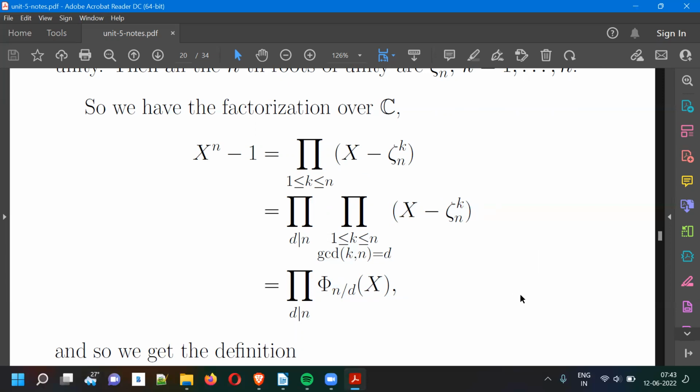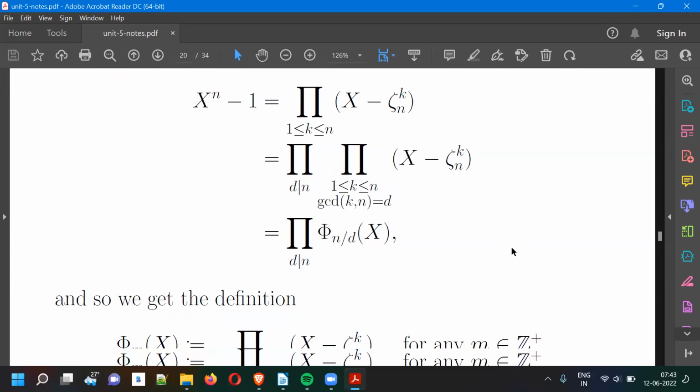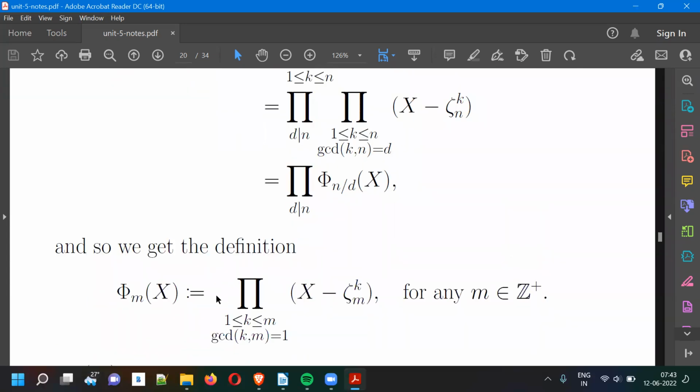Is that clear? Therefore, when you rewrite this, and you look at what phi n by d really means, and you write down the definition of phi for a general integer m, we get the following definition. This you should check on your own. I have written it directly. Check that when I define phi this way, for some integer m, phi m will actually turn out to be exactly this.